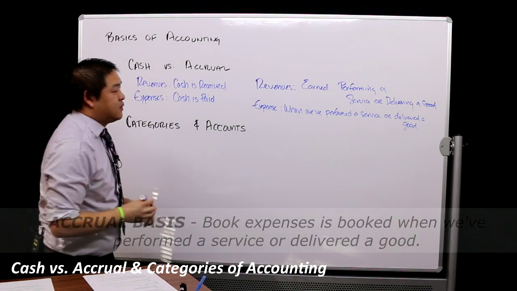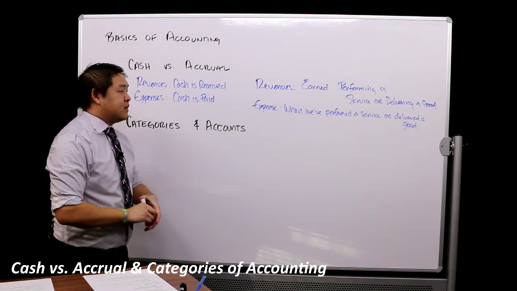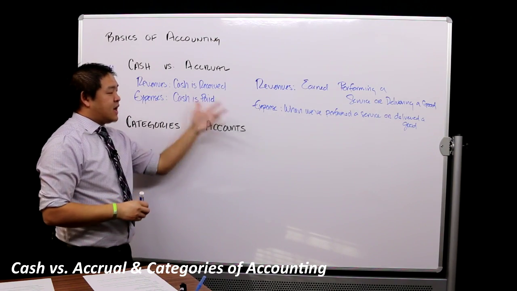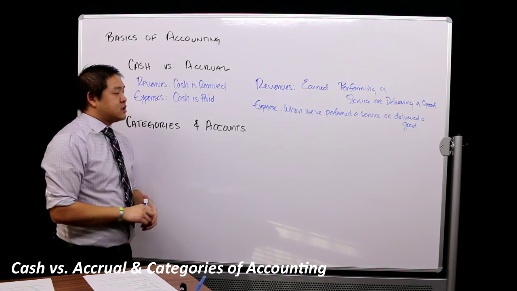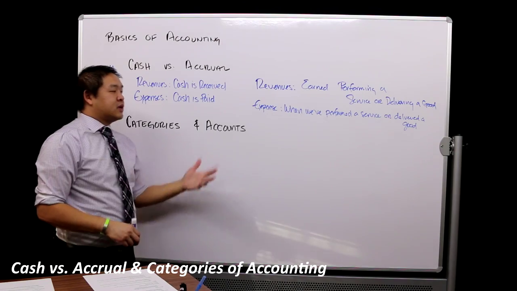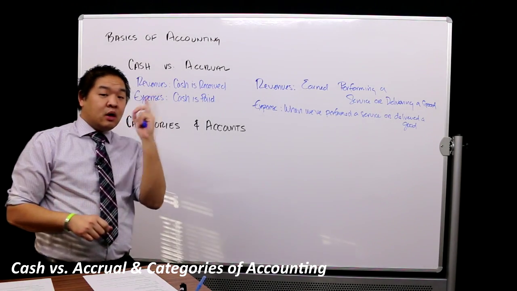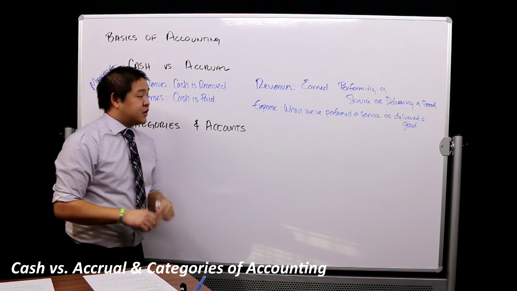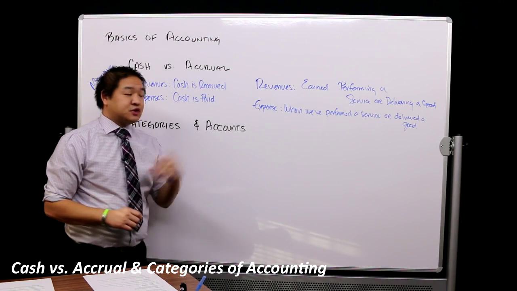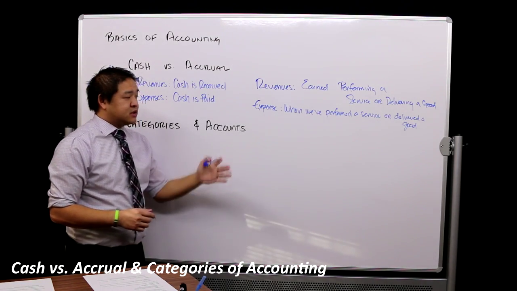It does get a little bit more complex, but think about it this way. We want to use the matching principle. We want to use the revenue recognition principle that tells us that we book the revenue when we perform the service, or we have delivered a good, and then we book the expense in pursuit of those revenues, and so that's when we book it.